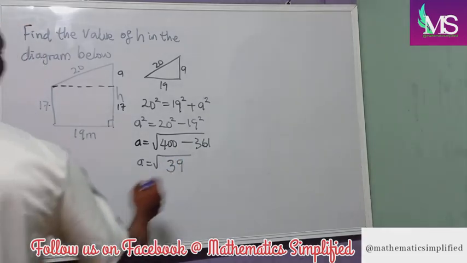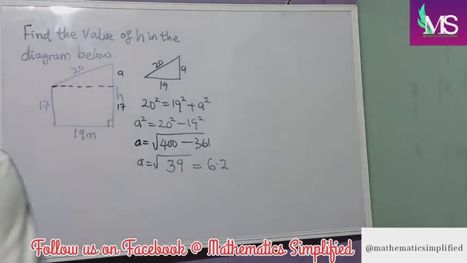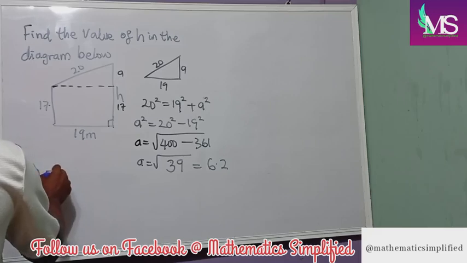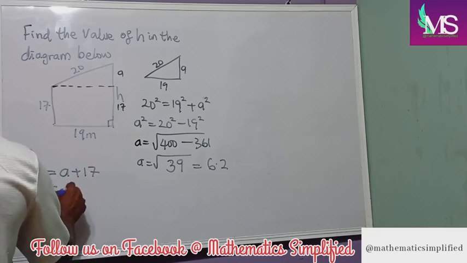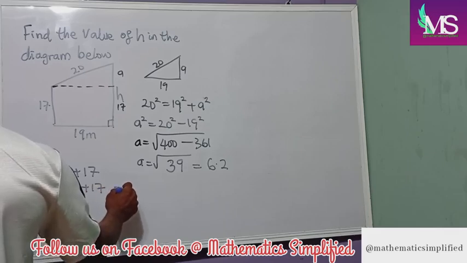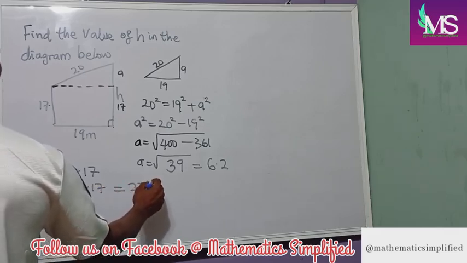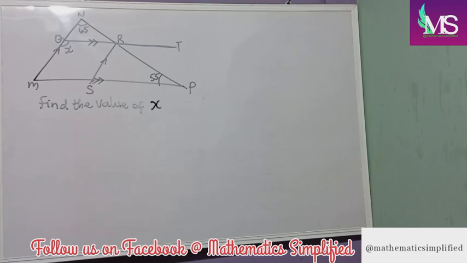So root 39 will give us 6.2. So if a is 6.2, our h is going to become a plus 17, which is going to be 6.2 plus 17, which will give us 23.2 meters. That is the value of our h, 23.2 meters.